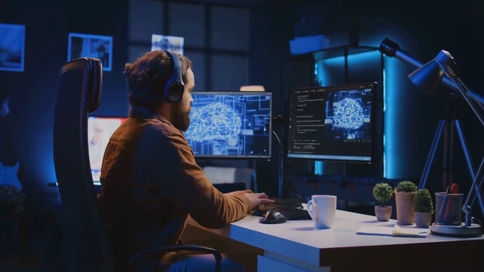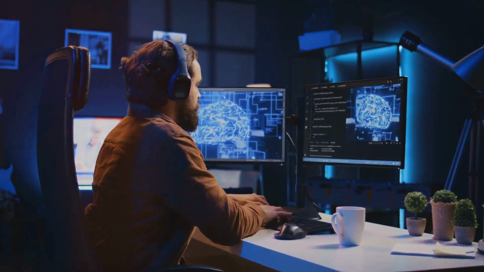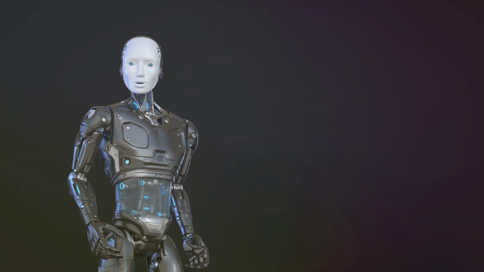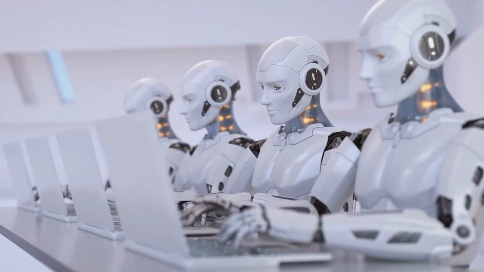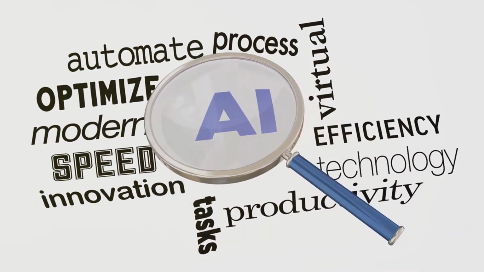The field of AI is constantly evolving, and GPT is at the forefront of this revolution. As these models continue to learn and grow, who knows what incredible feats they'll be capable of in the years to come? Stay curious and keep exploring the incredible world of artificial intelligence.